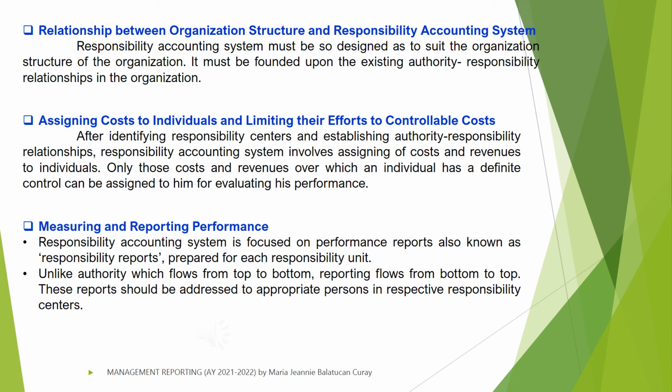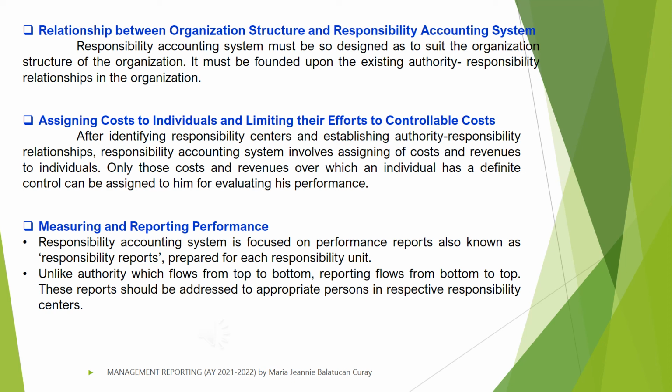And last, measuring and reporting performance. In order for a control system to be effective, the deviations from the plans must be reported at the earliest time possible so that corrective actions may be taken for the future. These deviations are known only when the performance is reported. So the responsibility accounting system is focused on performance reports, also known as responsibility reports, prepared for each responsibility unit.